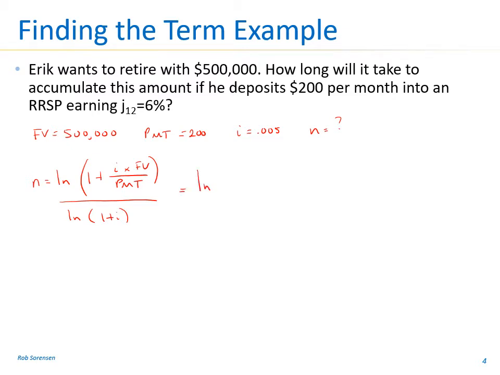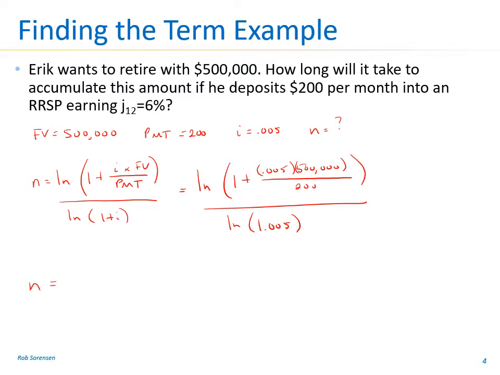Let's put some numbers in there to see what it looks like. That's 1 plus 0.005 times 500,000 over $200, that's his monthly deposit, and divide it by the log of 1.005 in this case. We'll go ahead and plug those numbers in there. We end up with 521.8 as a value for n. Well, 521.8 what? Well, we have to go back and look at our compounding to figure that out. Since we're doing monthly compounding, that must be months.